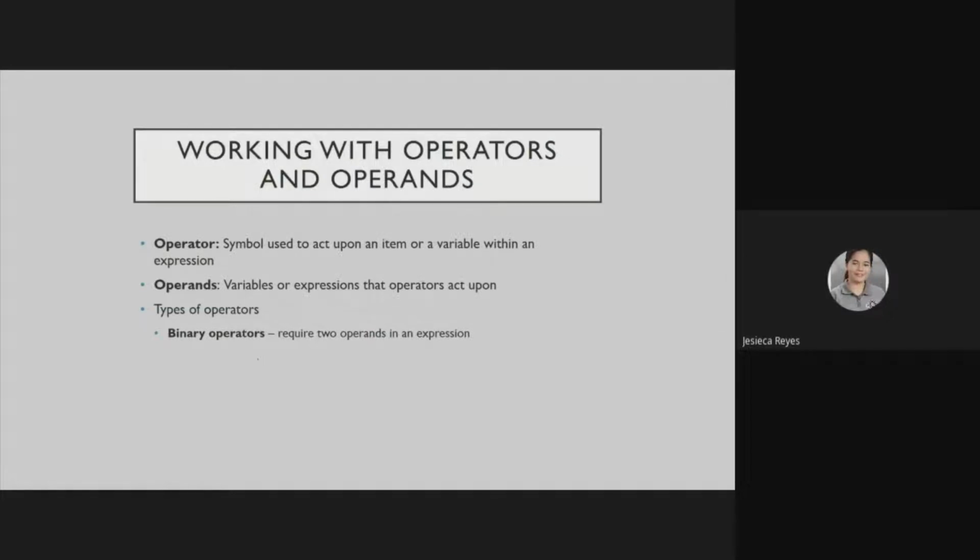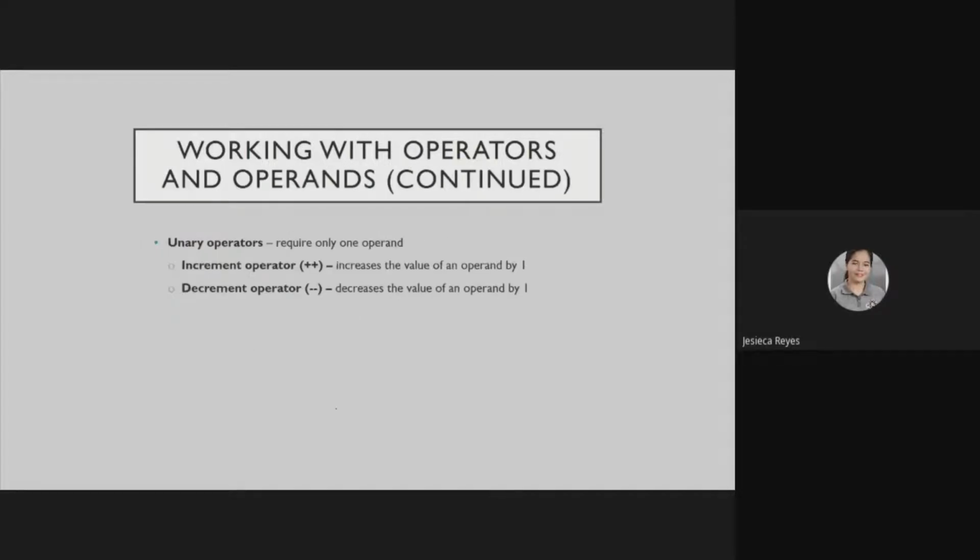So we have the binary operators that require two operands like a + b. So it's an expression, an example of a binary expression. So we have a and b as operands, and plus here is an operator. Unary operators require one operand, just like increment or decrement. a++ or ++b is an example of unary operators.